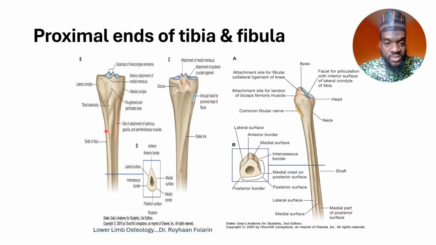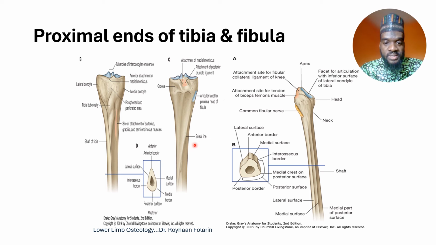So here again, we want to appreciate some of the other features. The tibial tuberosity is more visible on the anterior side here. Here the cross section is better appreciated. The anterior border and posterior surface, anterior border, interosseous border, and then the medial border. This is for the left tibia. This is the medial border. Yeah, this is the left tibia, and this interosseous border is the lateral part of the tibia.